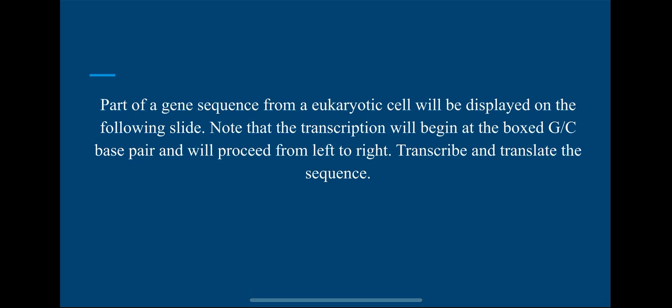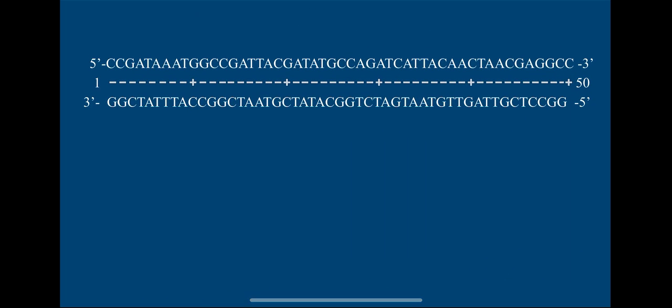Okay, so part of a gene sequence from a eukaryotic cell will be displayed on the following slide. Note that the transcription will begin at the boxed GC base pair and will proceed from left to right. Transcribe and translate the sequence. So as mentioned on the previous slide, we're going to go ahead and start on G and C. It's boxed in white there for you. And our coding strand is going to be on the top and the template will be on the bottom.